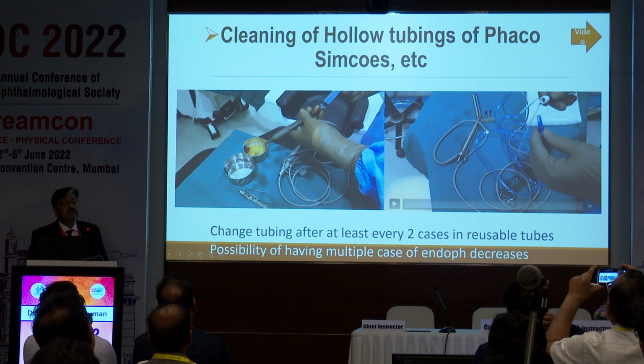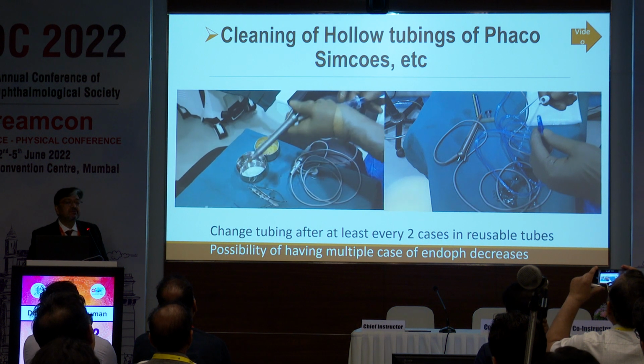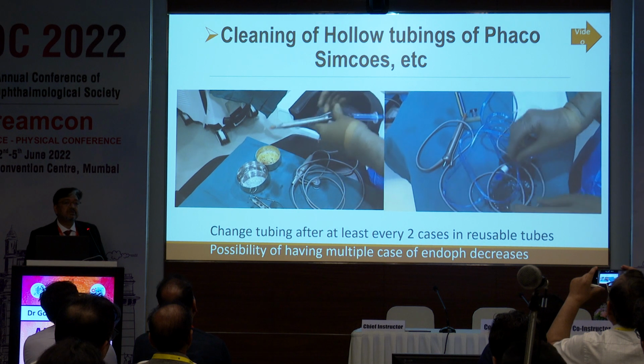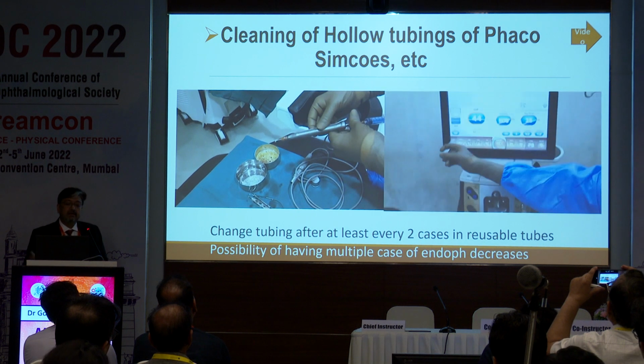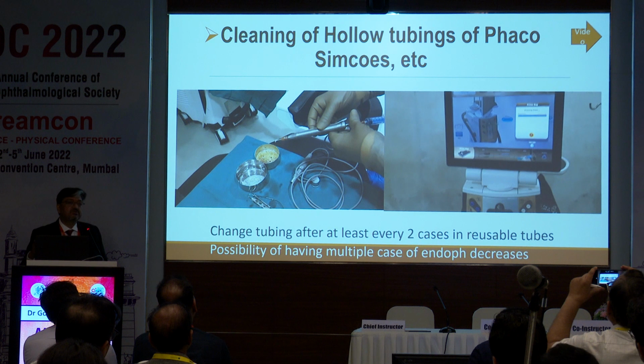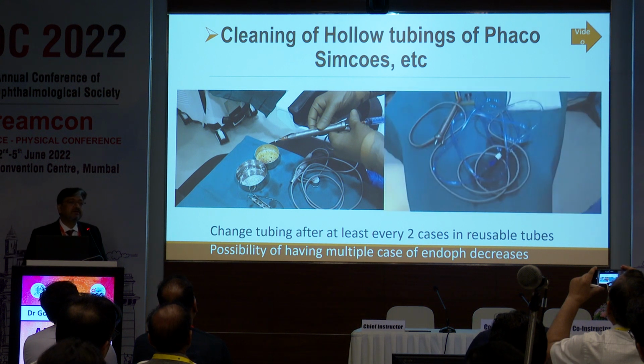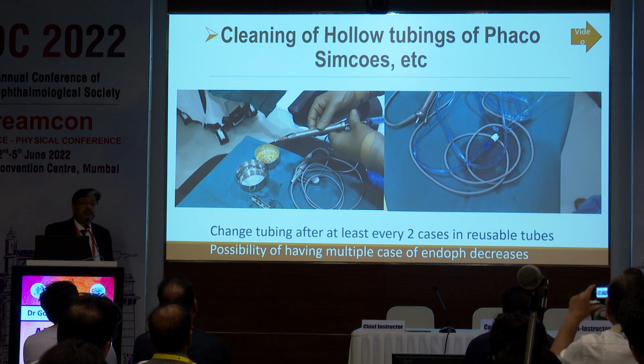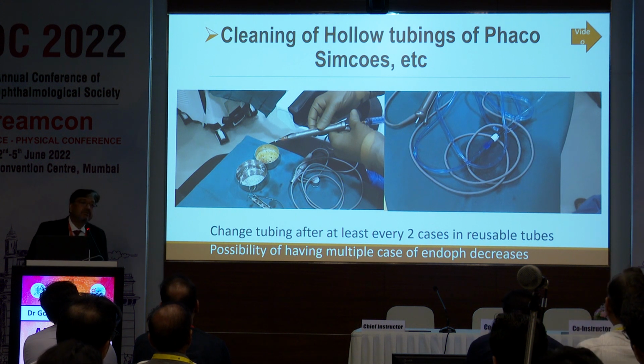The same applies for some phaco machines which allow you to clean the instrument and the tubing by attaching the irrigation aspiration tubings and cleaning it, instead of using the ringer lactate, with non-ionic water on the other side. The important thing again out here is if you have a multiple surgery OT, it's best to change the tubing every 2 cases.